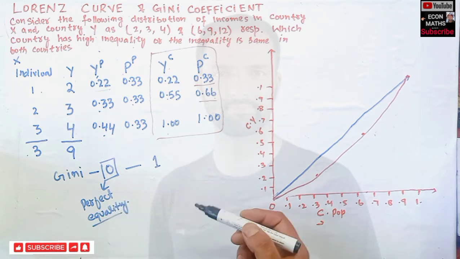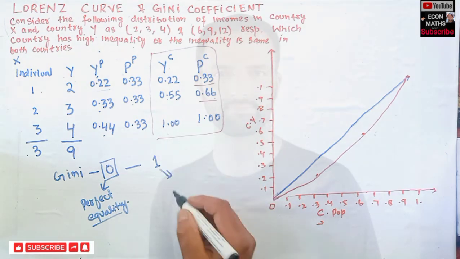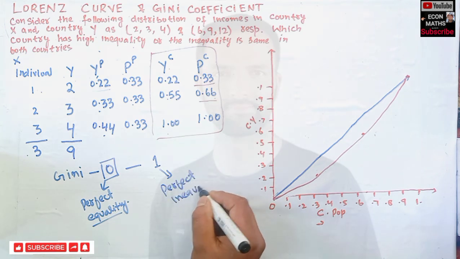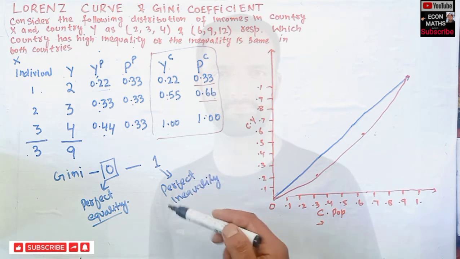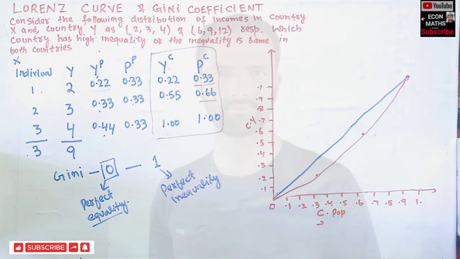When every proportion of population has the same proportion of income, and 1 means perfect inequality. That means when only one individual owns all of the total income of a country. Okay, so higher the Gini coefficient means higher inequality. So they are directly proportional to each other. The more the value of Gini coefficient, the more will be inequality in the country.